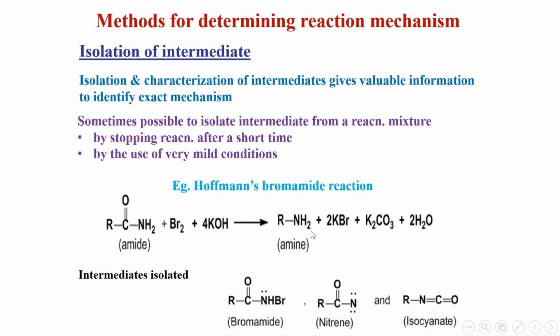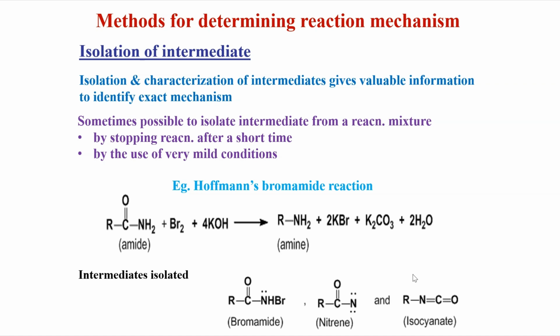and intermediates like N-bromoamide, the nitrene, and the isocyanate were all isolated and characterized. Based on the structure of these intermediates formed, the mechanism has been put forward. This is the easiest way to determine the mechanism of the reaction.